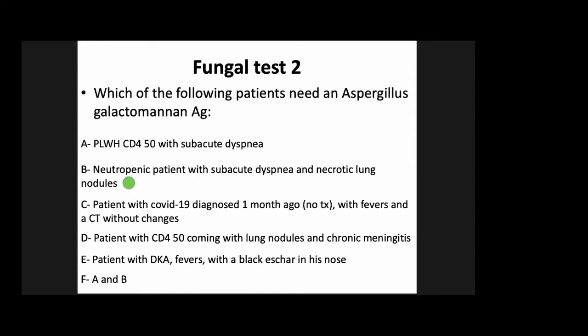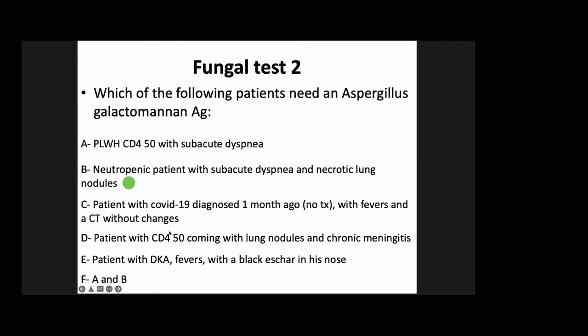The reason why you shouldn't be sending it in all of these patients is that patients who are living with HIV don't frequently present invasive aspergillosis. The other thing, if you have a patient with COVID that was diagnosed 1 month ago and didn't receive steroids, didn't receive tocilizumab, didn't receive baricitinib, invasive aspergillosis shouldn't be in your first three differential diagnoses.